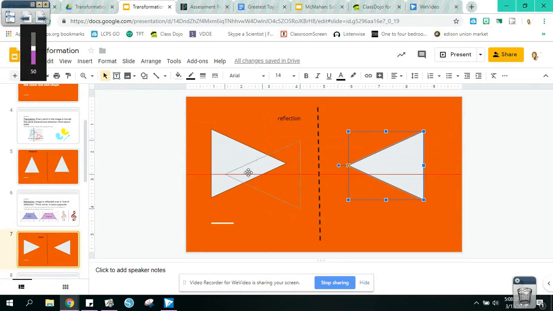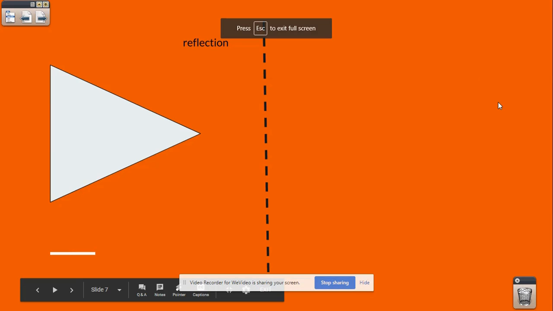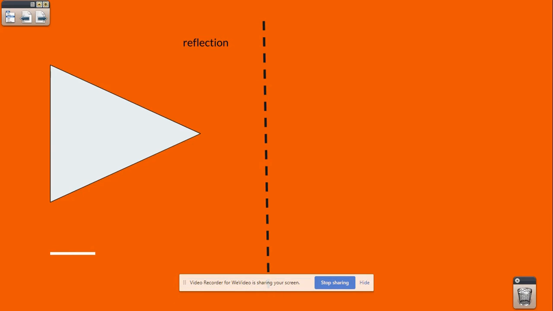So you are going to pause the video and you are going to draw a reflection. On your whiteboard, pause the video and draw a reflection of this shape over the line of reflection.